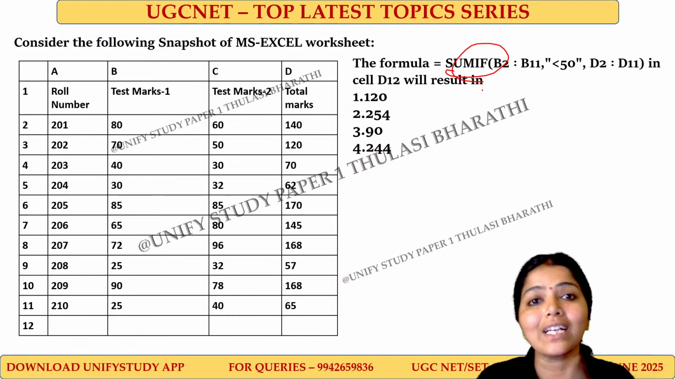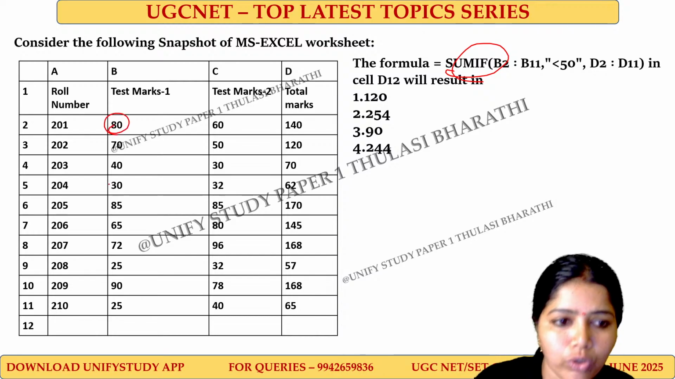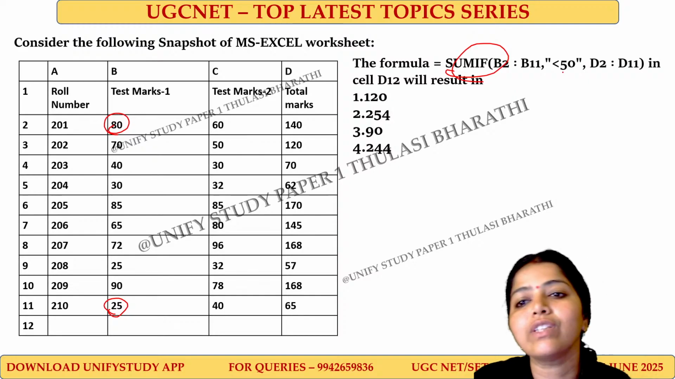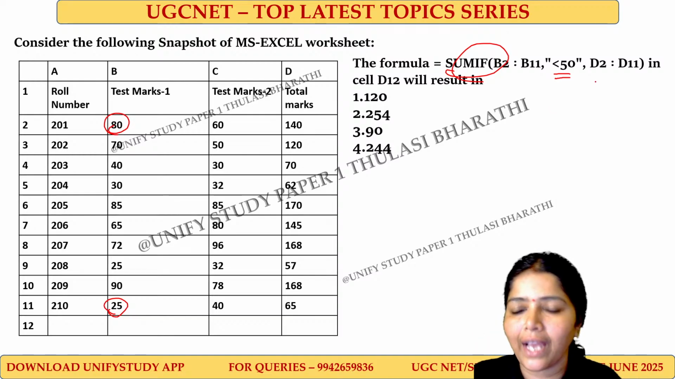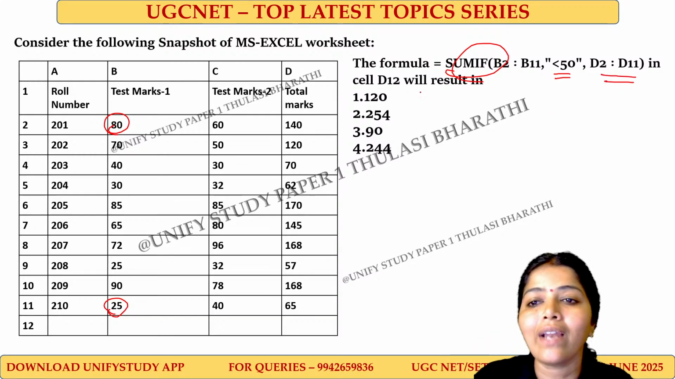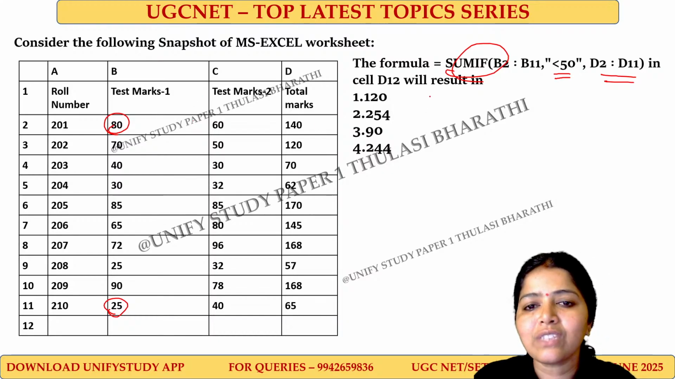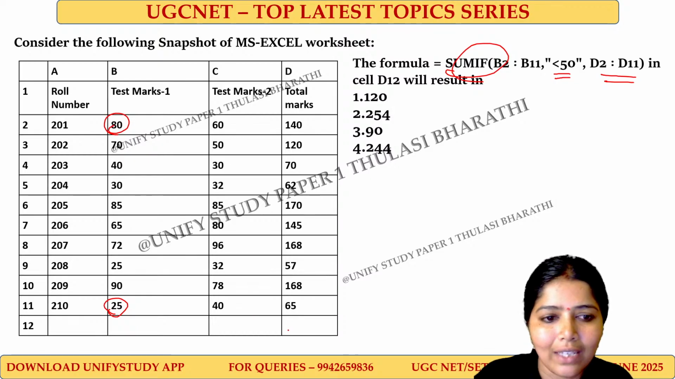Sum if. What is the condition given? B2 colon B11. See, B2 to B11. All these cells will be selected first. And wherever we have these values, it should be less than 50, right? And then B2 colon D11. B2 colon D11. This will be given into the cell D12. Where is D12? D12 is this one. Here this formula is given.